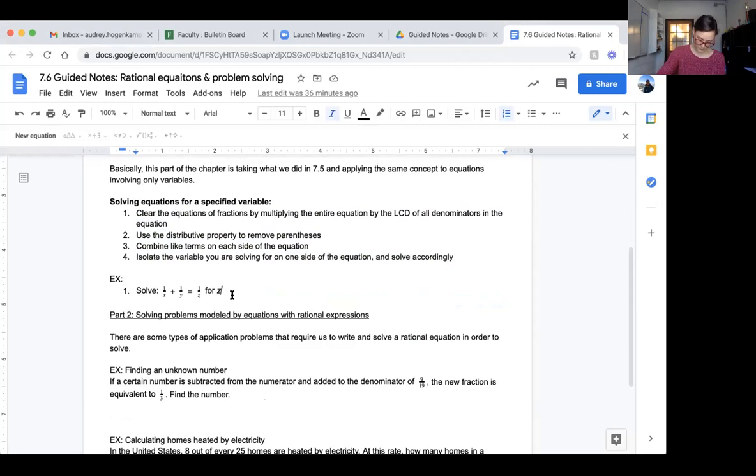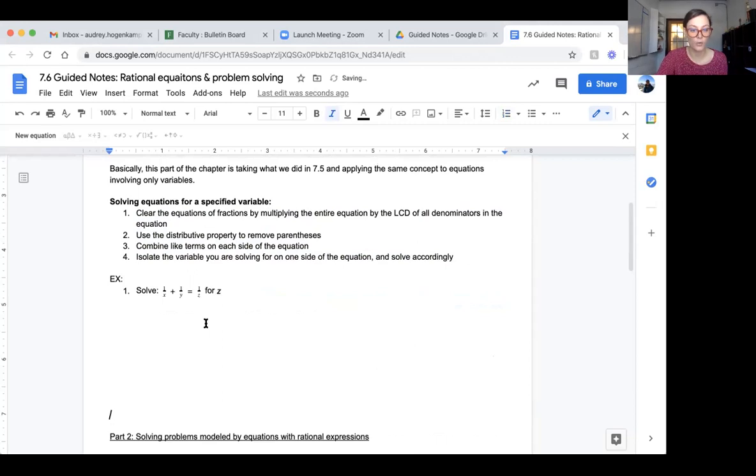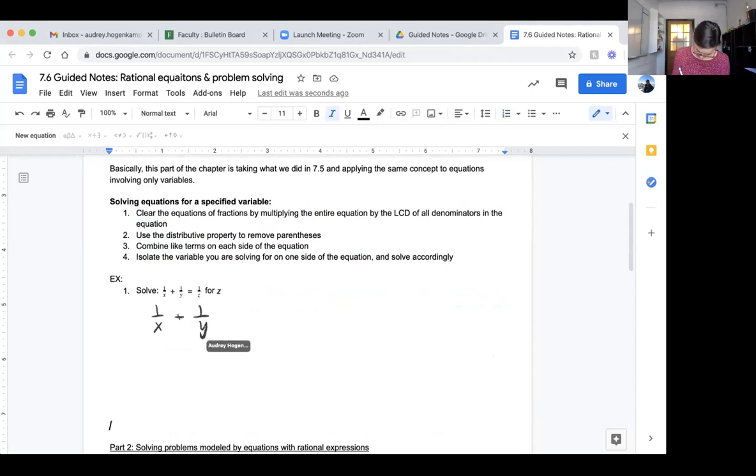So we have: solve 1 over x plus 1 over y equals 1 over z for z. Okay, so 1 over x plus 1 over y equals 1 over z, and we want to solve for z. So the first thing we're going to do, just like what we did in 7.5, is that in order to solve for a variable, we need to get them all out of the denominator. And in order to do that, we know that we're going to multiply our whole equation by the least common denominator. So the least common denominator is going to be the product of all our unique factors.